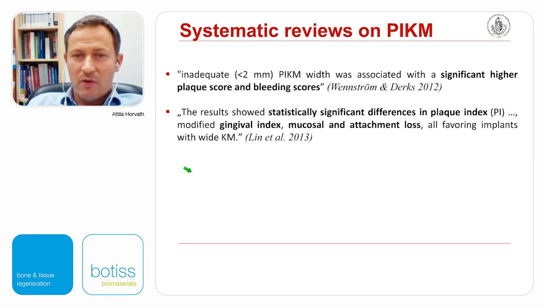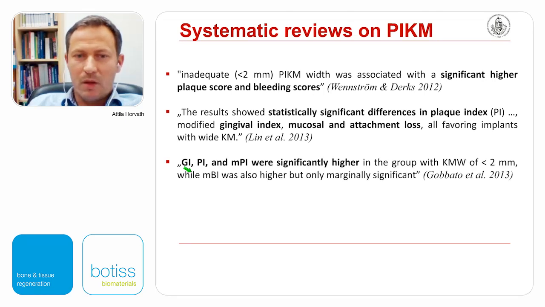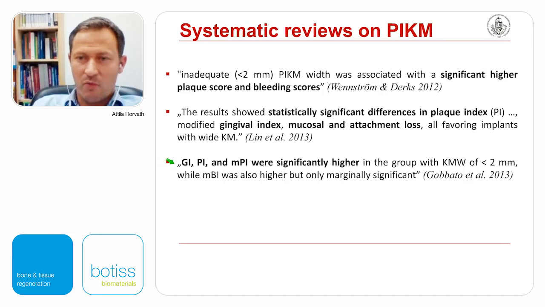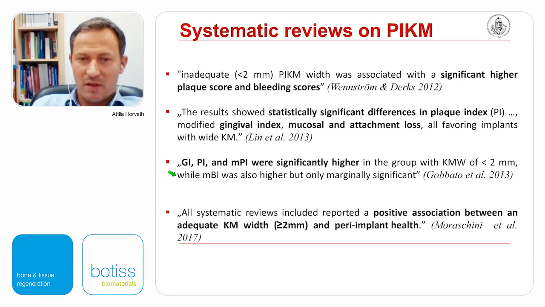Another review: the results of the systematic review show statistically significant differences in plaque index, gingival index, and mucosal and attachment loss. So that's bone loss. And all the studies favored implants with wide keratinized mucosa. Another review: gingival plaque index and modified plaque index were significantly higher in the group with keratinized mucosa less than 2 millimeters. And modified bleeding index was higher but not significant.